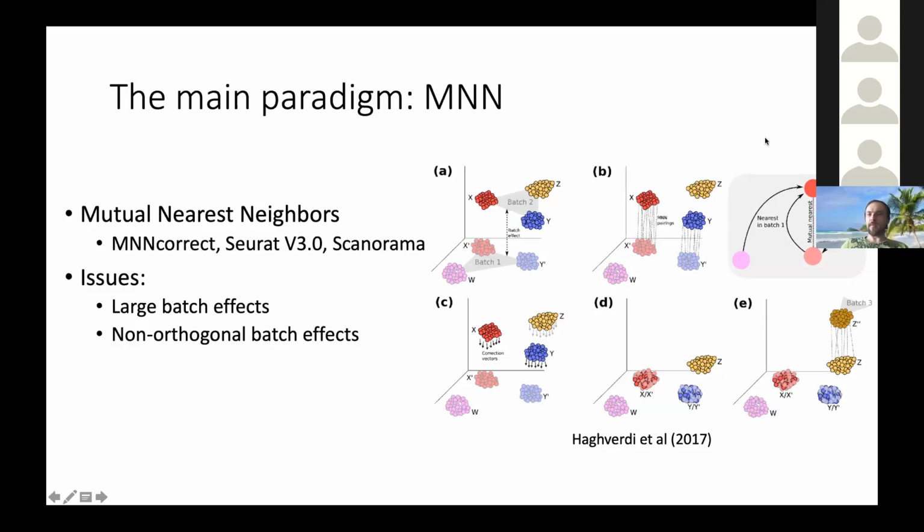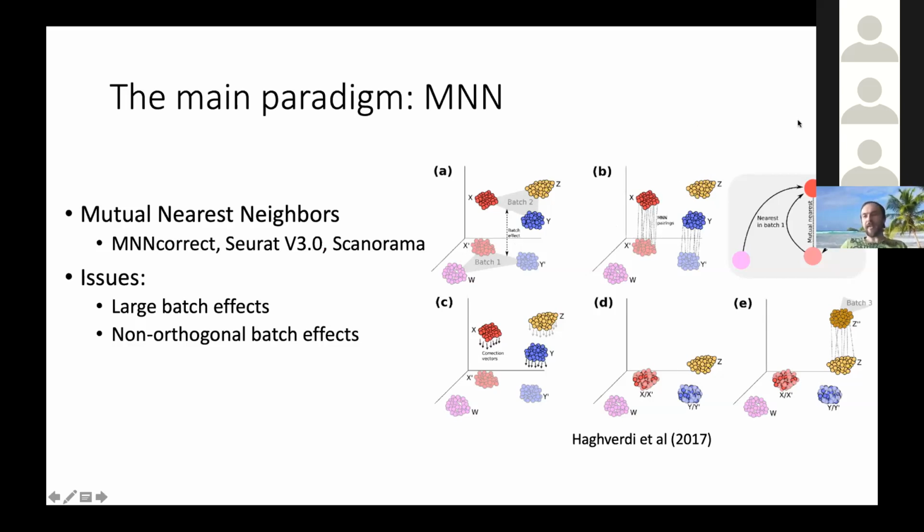Here I'm showing you a picture from the MNN correct method, and I'm talking about the main idea. When we have, for example, two batches, batch one and batch two, this method identifies pairs of cells.